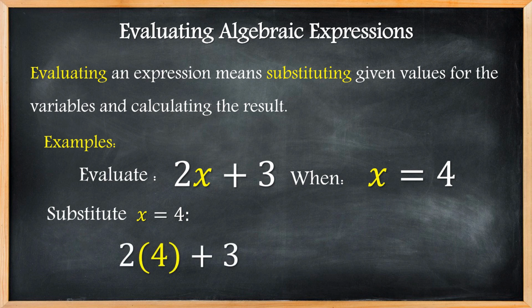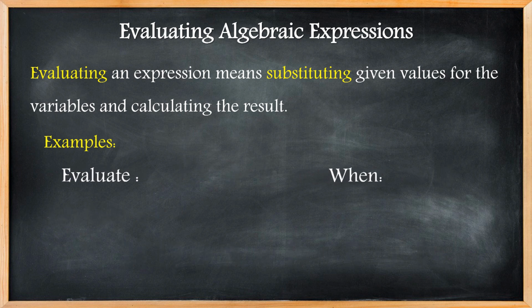Now we follow the order of operations. Multiplication first, 2 times 4 equals 8. Then addition, 8 plus 3 equals 11. So when x equals 4, the expression 2 times x plus 3 evaluates to 11. Now let's try a slightly more complex expression.